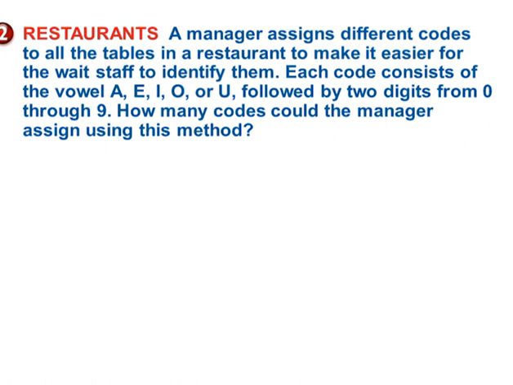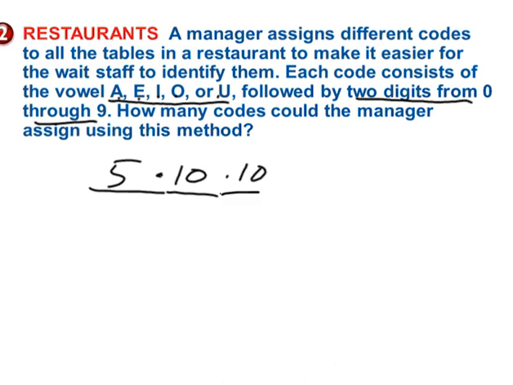A restaurant manager assigns different codes to all tables in a restaurant to make it easier for the waitstaff to identify them. Each code consists of a vowel, A, E, I, O, or U. So that's 1, 2, 3, 4, 5, 5 different choices there, followed by 2 digits from 0 through 9. There's 10 different things to choose from there, and for the second digit, there's 10 different things to choose from. So 5 times 10 is 50, times 10 would be 500. There's 500 different possible codes that could be used to identify the tables.